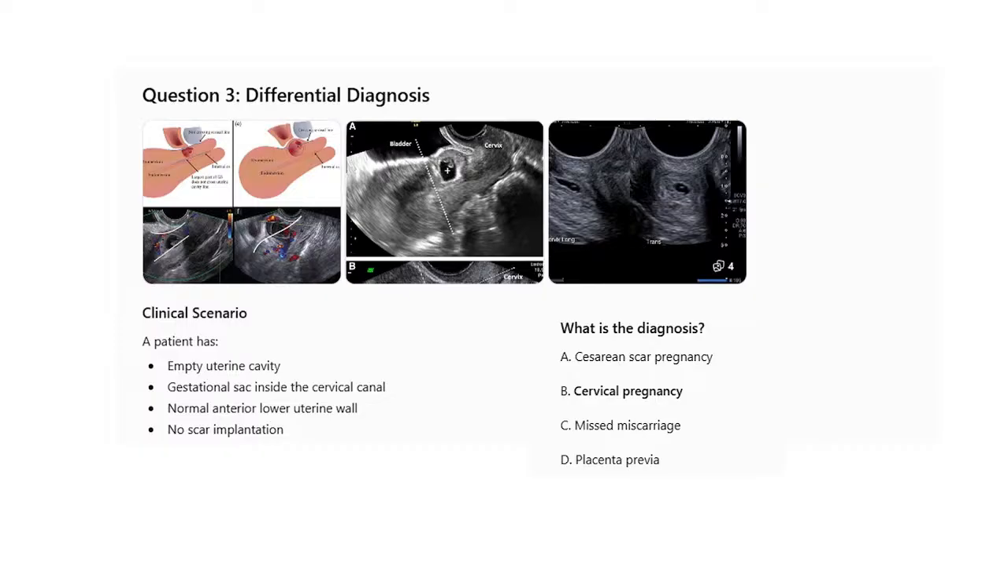A clinical scenario: a patient has empty uterine cavity, gestational sac inside the cervical canal, normal anterior lower uterine wall, no scar implantation. What is the diagnosis? A. Cesarean scar pregnancy. B. Cervical pregnancy. C. Miscarriage. D. Placenta previa. So the correct answer is cervical pregnancy. The explanation: unlike CSP, a cervical pregnancy is implanted within the cervical canal, not in the anterior lower uterine segment scar.